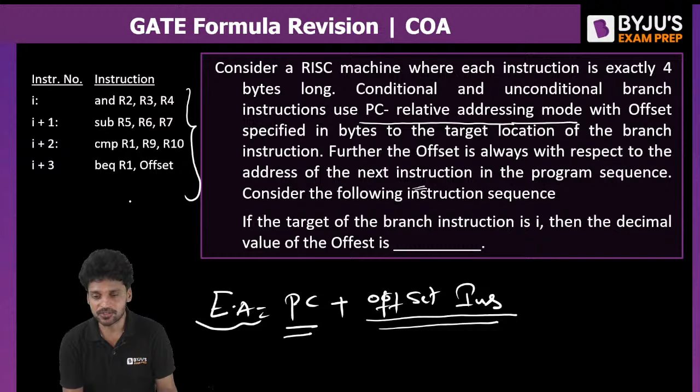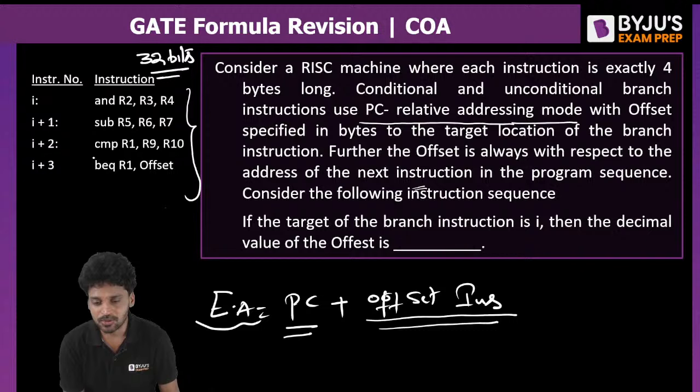See, there are 4 instructions. Understand, RISC systems are always 32 bits. All the RISC systems are 32 bits, meaning 4 bytes. Clear? So all these instructions are stored in memory in a 4-byte aligned fashion. One word is equal to 4 bytes. So I have the first instruction, second instruction, third instruction, fourth instruction.